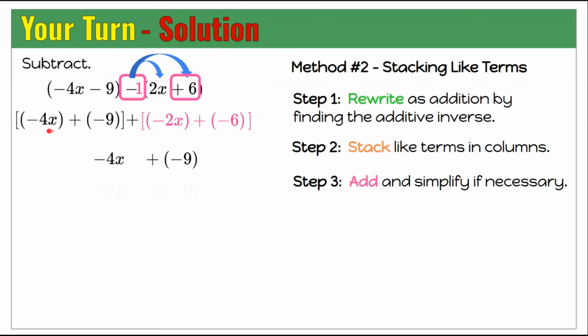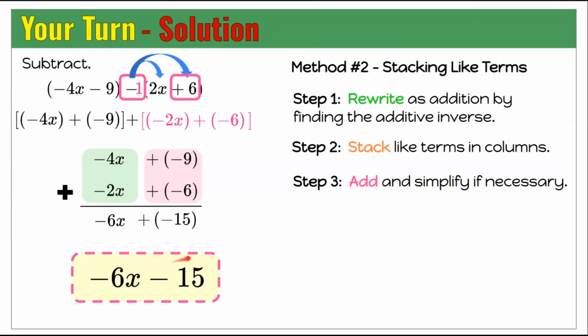So let's stack our first expression, negative 4x, add negative 9. Then underneath, negative 2x and a negative 6. So I have my stacked variable terms and my stacked constants. Negative 4x and negative 2x are negative 6x. Negative 9 and negative 6 are negative 15. And now I'm ready to rewrite negative 6x subtract 15 is the difference when I subtract.